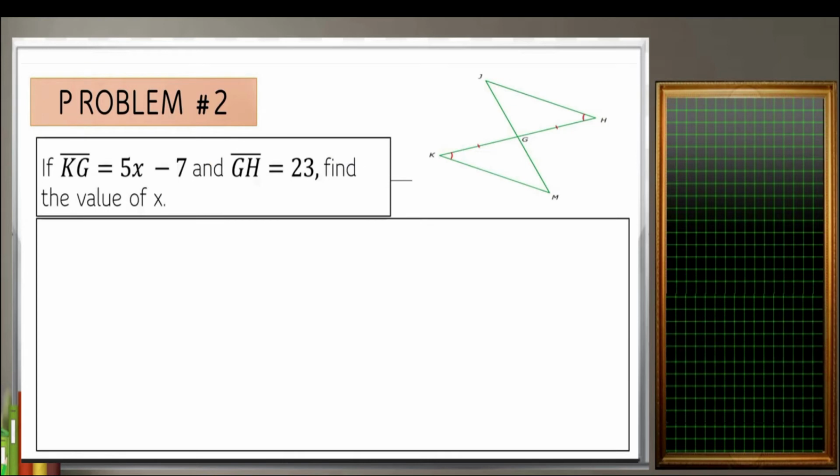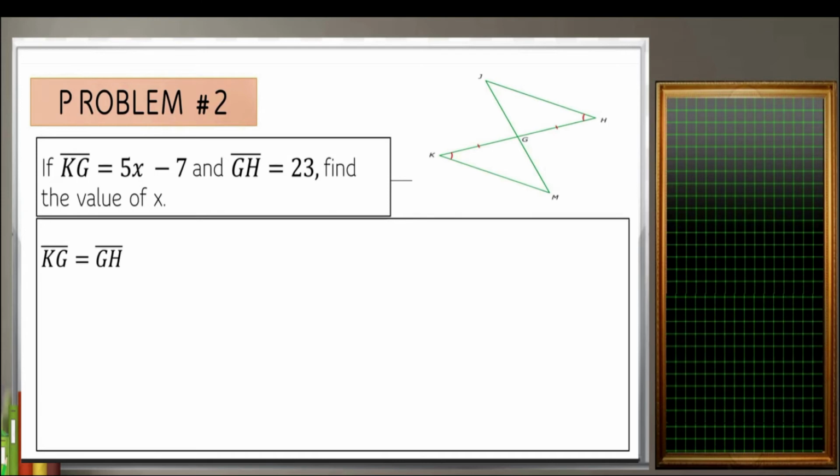For problem number 2, if side KG is equal to 5x minus 7 and GH is equal to 23, find the value of x. Our given is side KG and GH. Looking at the given figure, both of them have 1 mark, and it shows side KG is equal to side GH. Then, we can make an equation KG is equal to GH.